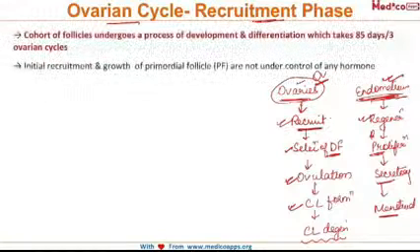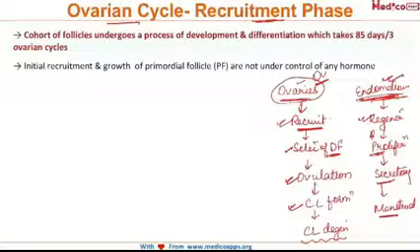Now what happens? A cohort of follicles undergo the process of development and differentiation, which takes around 85 days. So it takes around 3 ovarian cycles, or roughly 3 months, for one follicle which has been recruited to grow and become a dominant follicle.